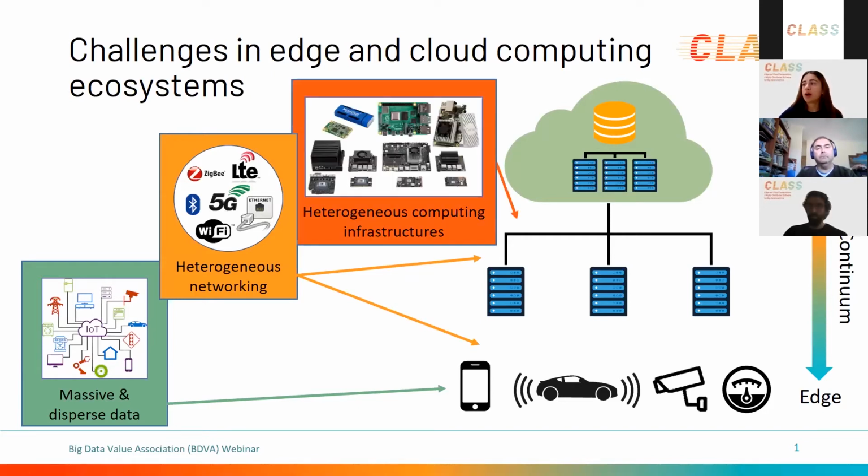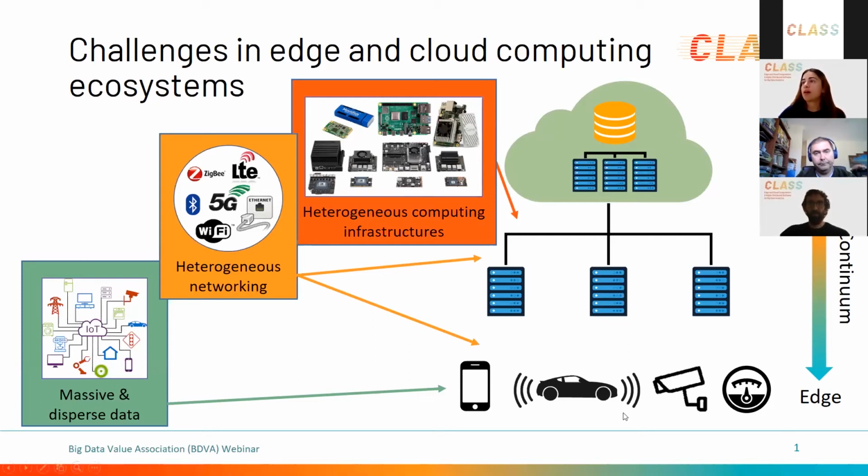And finally, we have heterogeneous computing infrastructures that vary in terms of processing power, which can be from very powerful cloud servers to Raspberry Pis, for example. They vary in architecture. We can have CPUs, GPUs, etc. And they vary in execution environments, from containers to different virtual machines or operating systems.